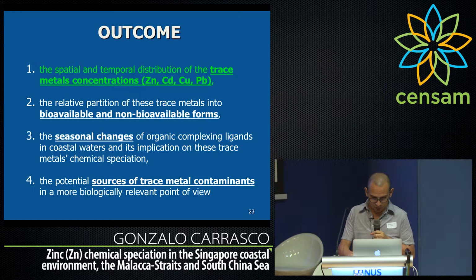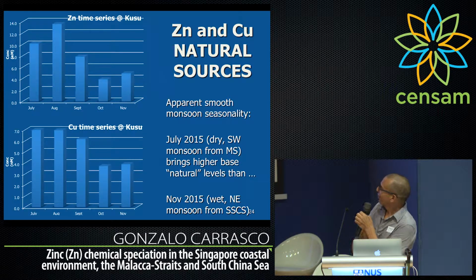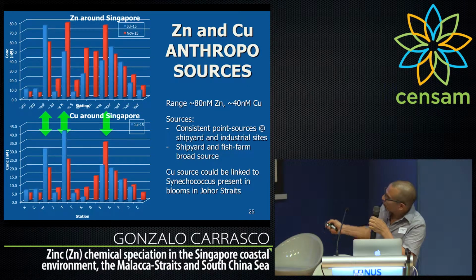First, to start to talk about trace metal sources, I will tell you briefly that there are natural sources that change through time. Here we have at Kusu Island some oscillation in terms of other elements, and in other stations around Singapore, you can see that there are some anthropogenic sources that are much larger than the natural sources.